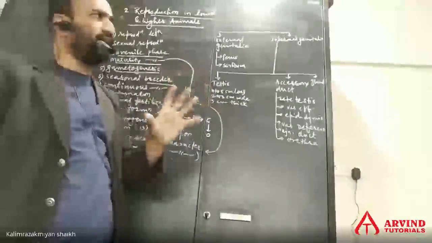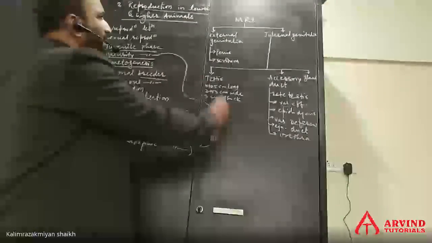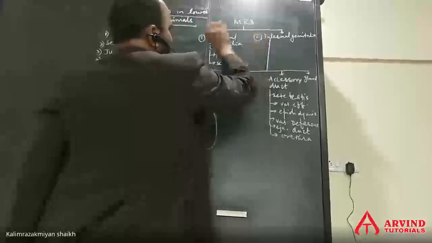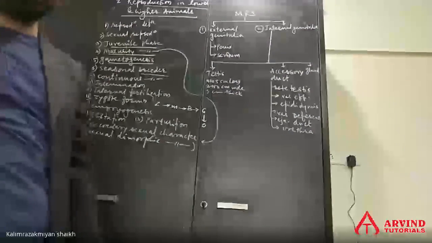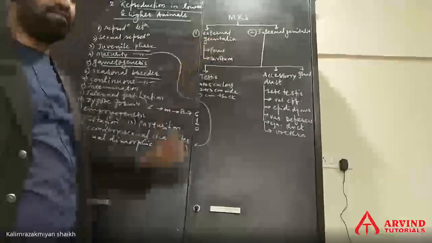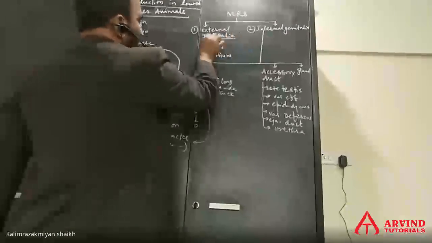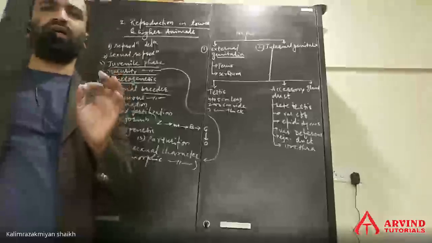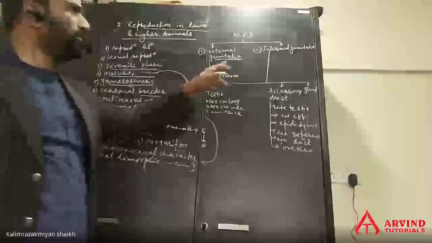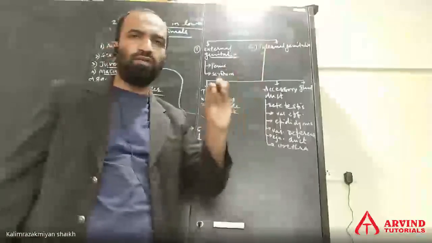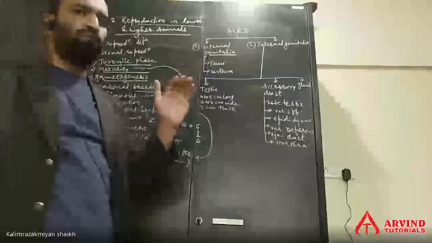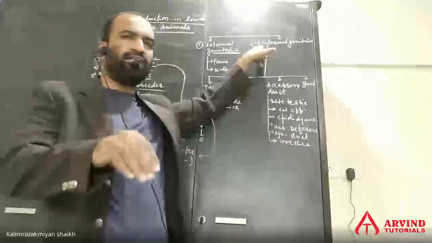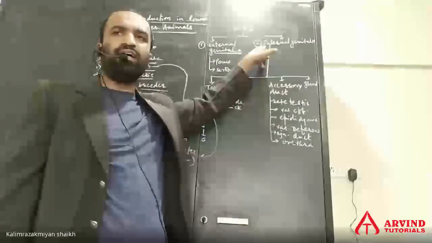The human male reproductive system is divided into two parts. One is the external and the other is the internal genitalia. What do you mean by the word genitalia? The word genitalia means reproductive organ. External means we can see with naked eyes, and internal means they are internally present in the body, we can't see them with naked eyes.